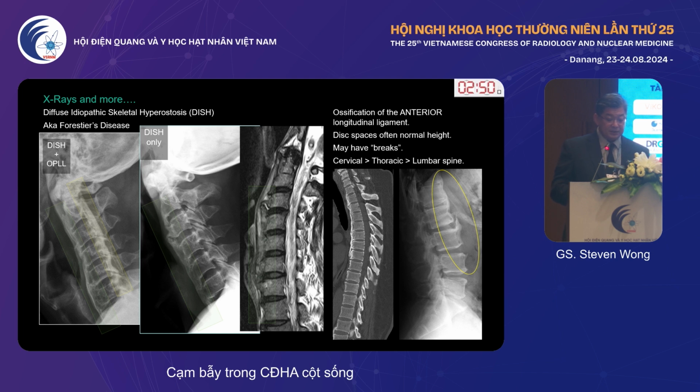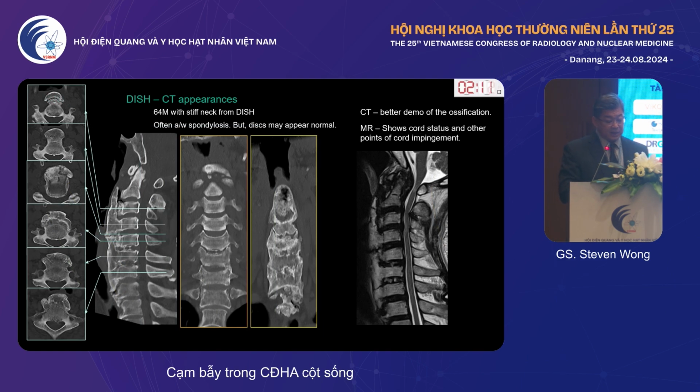DISH is another condition, apparently very common in our population in Singapore, and I'm not sure about Vietnam. But in the Asian population in general, you see more DISH and OPLL than you see in the Western population. And if you can ossify your posterior longitudinal ligament, you can ossify your anterior longitudinal ligament. The clue is that the intervertebral disc spaces are not affected in DISH. They usually have a normal height, but there may be breaks within the ALL. Okay, you look out for the cervical region more, but it can extend down the entire spine, right?